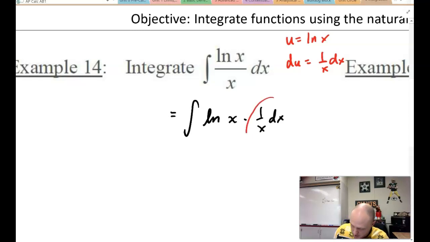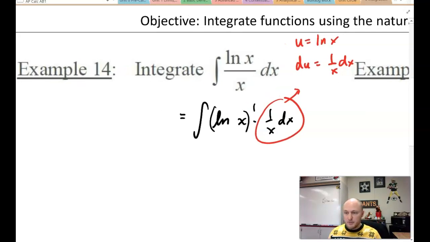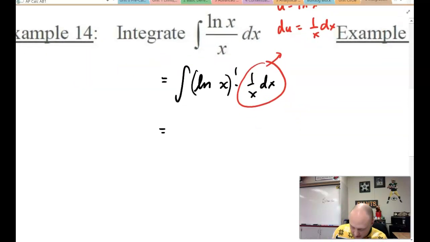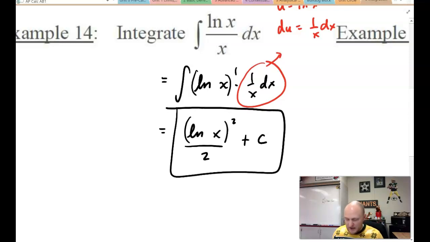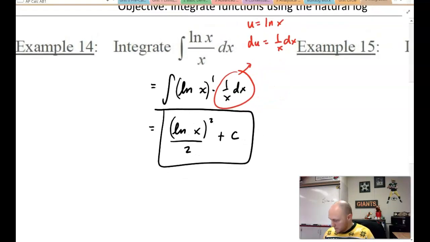And then there's our hook, right? And I'm just integrating the natural log of x to the power of 1, right? u to the power of 1. So this ends up becoming the natural log of x to the power of 2 divided by 2 plus a constant. Right? I just used the power rule there. I'm treating the natural log of x as my function, and I used the power rule.